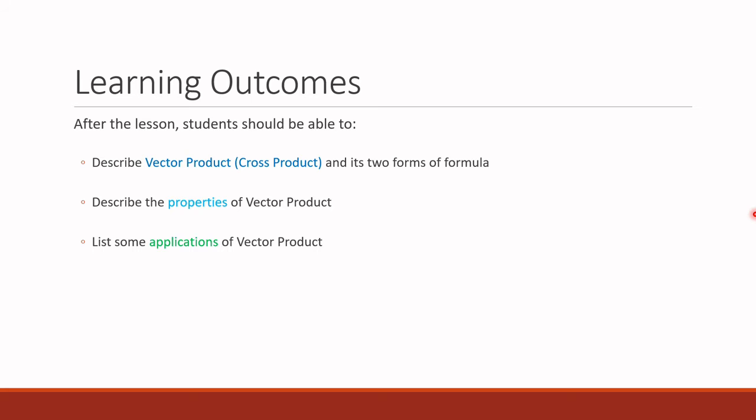In this video, we're going to talk about the vector product, more commonly known as the cross product. This is the other way of multiplying a vector by a vector, as compared to the dot product from the previous video. In addition to that, we'll look at the properties and application of the vector product.